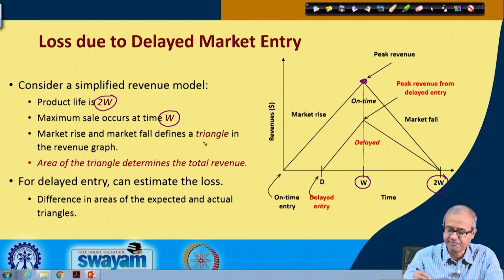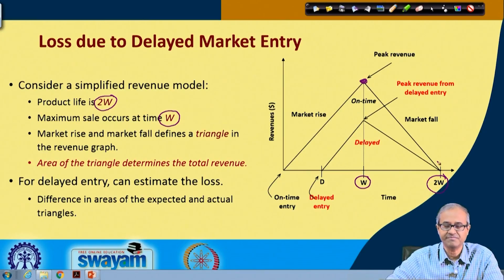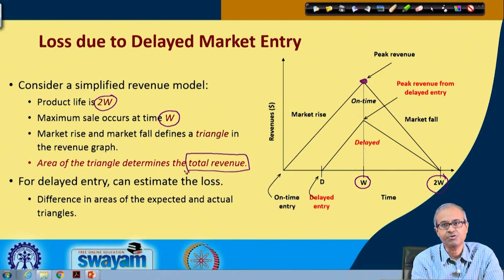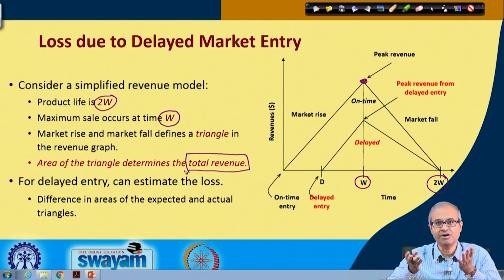Market rise and market fall, as I said, we approximate it by a straight line, that means we define a triangle, a triangular structure. And as I mentioned, the total area under this triangle will determine the total revenue that you can generate, the total sales. Okay. Now, if you have a triangle, you know how to measure the area of the triangle, it becomes easier.